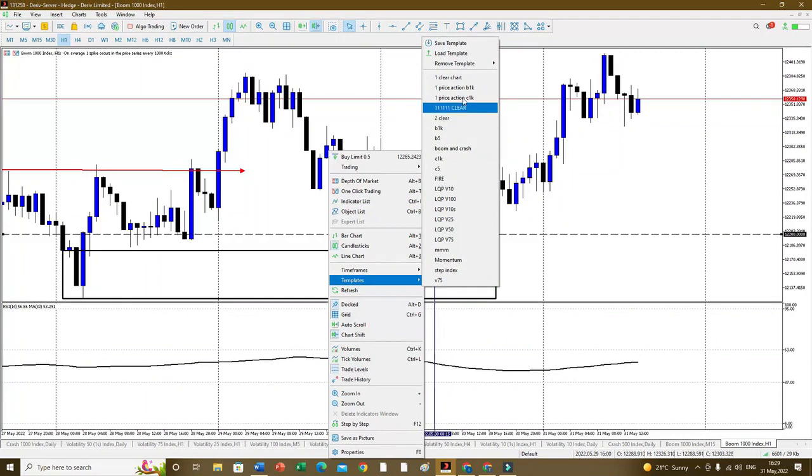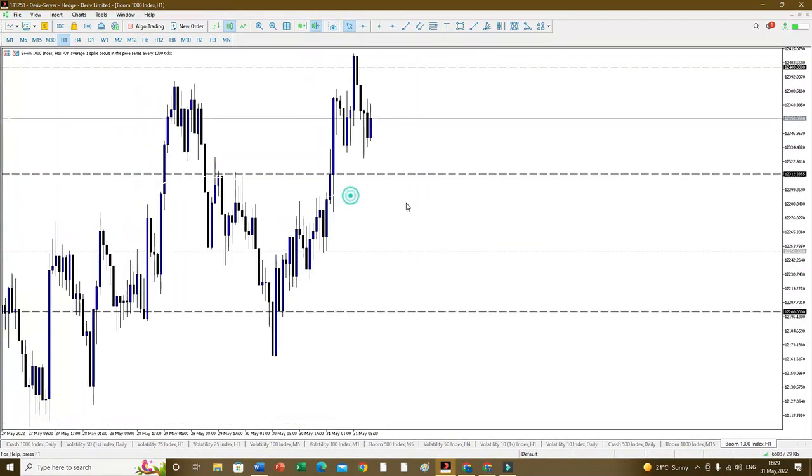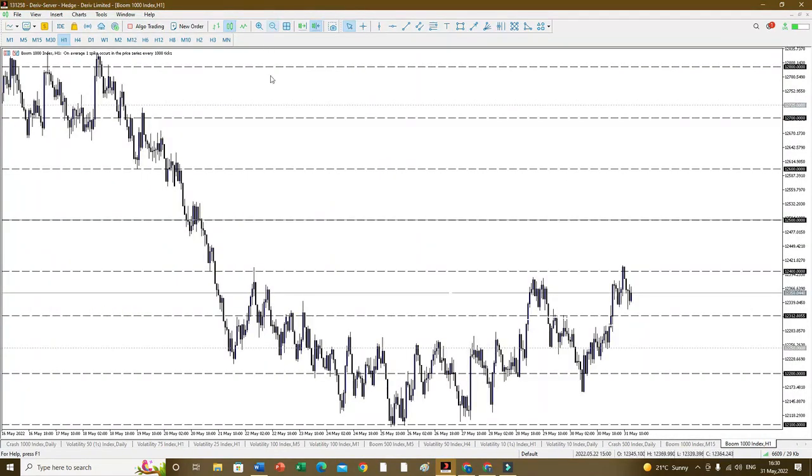Then mine is Boom 1000. This one is saved, right? I'll show you how to save this one, Boom 1000, like this. So this is how my chart looks. When I'm trading, I have these levels in place, right?